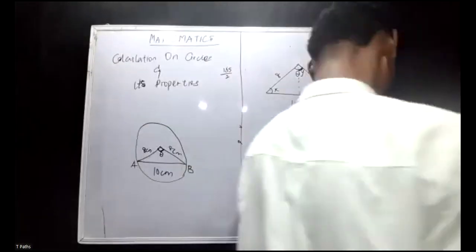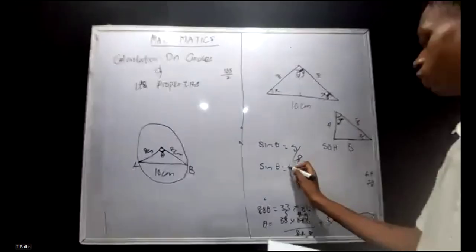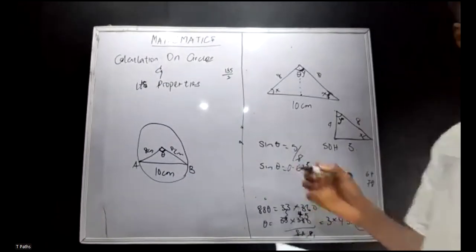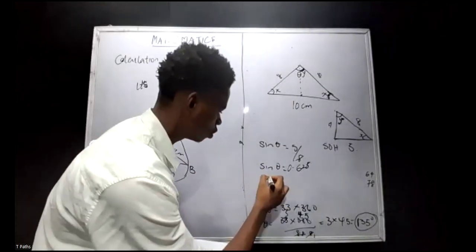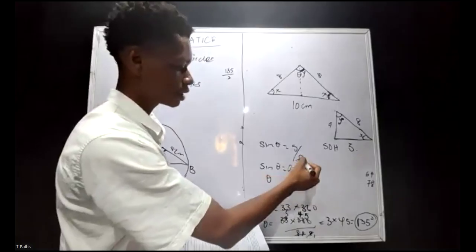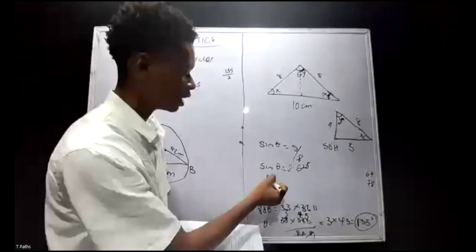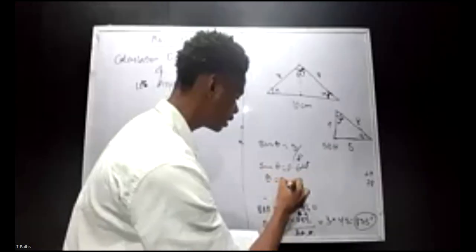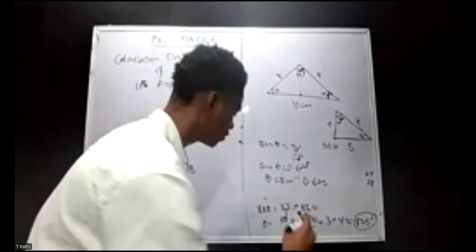You do 5 over 8 on your calculator. What should you get? 0.625. Right. Now to get the value of the angle, you will do the sine inverse of 0.625. So this becomes y is equal to sine inverse of 0.625. Now somebody should calculate the sine inverse of 0.625. What do you have?